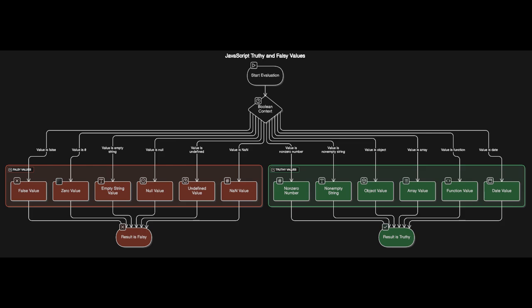On the flip side, any value not on this list is considered truthy. This includes all objects, arrays, non-zero numbers, and non-empty strings. To visualize this, think of falsy values as empty containers. Just like an empty cup that has no substance, these falsy values contribute nothing in a conditional check, resulting in a false evaluation. Understanding this analogy helps in grasping why certain checks may not behave as expected, especially if you're coming from a different programming language background.